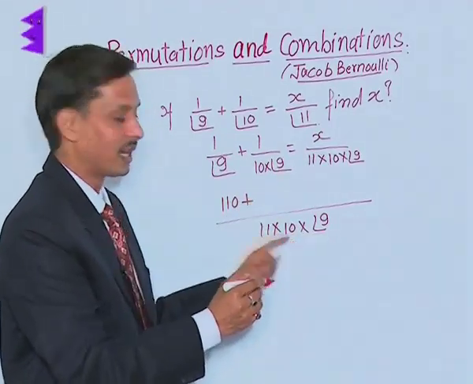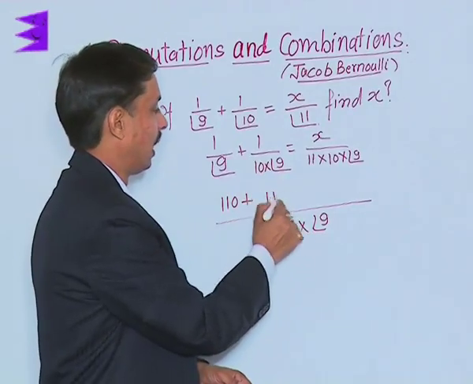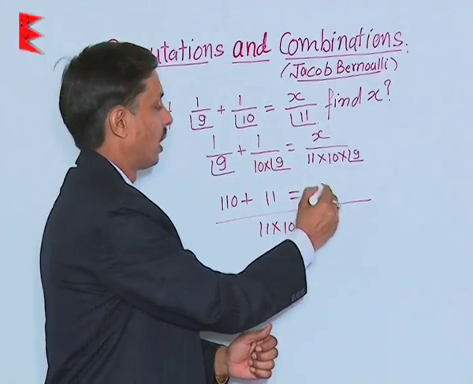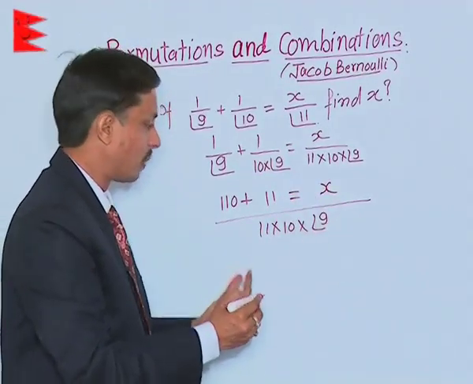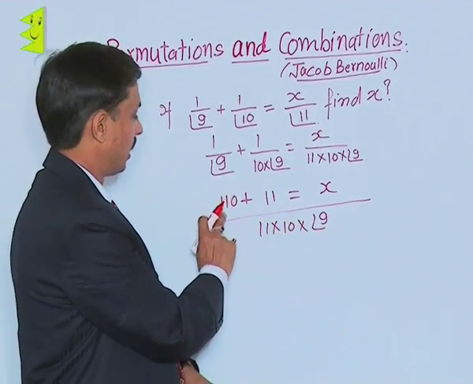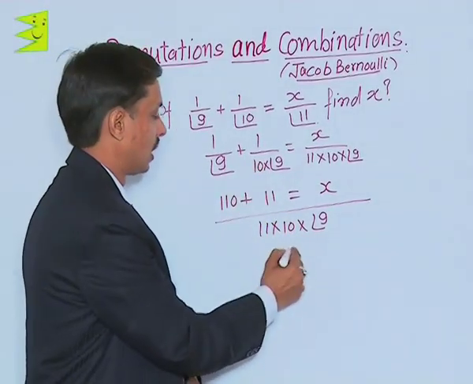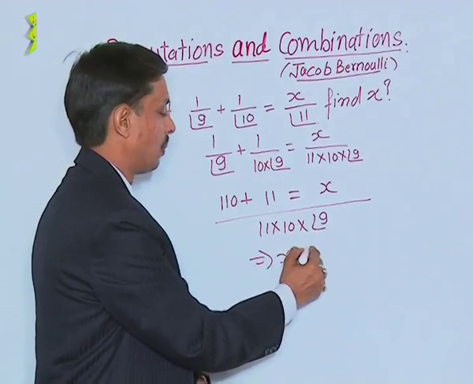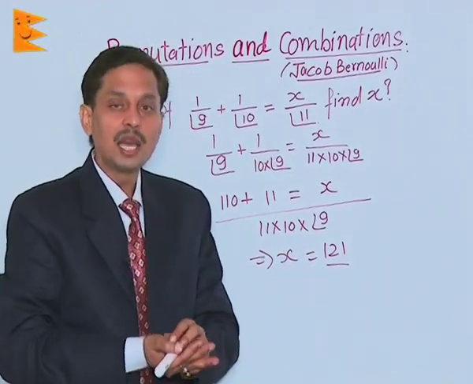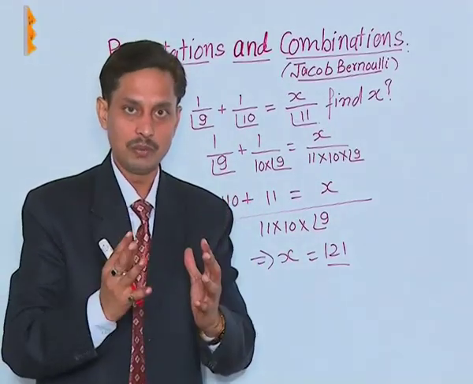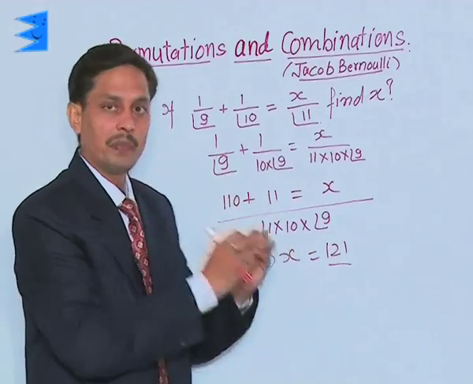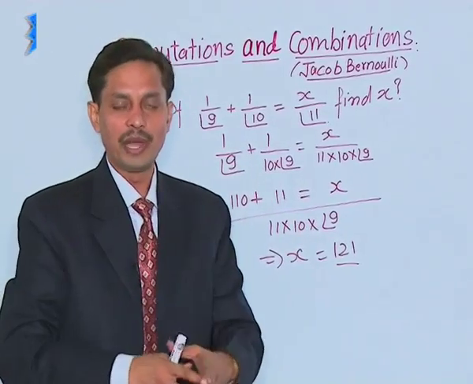Plus, when this gets cancelled, what is left? 11. And it is equal to x, since the entire denominator is cancelled. So as a common factor in the whole, we can leave it. So what is the answer? 110 plus 11. So the answer of x is coming 121.